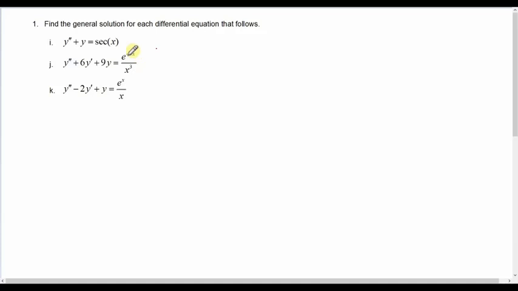If you can think of a way to do that, then that's what you do. You can just guess a particular solution. But when we have something over here that's not one of our basic functions that we use undetermined coefficients for, we use the method of variation of parameters.